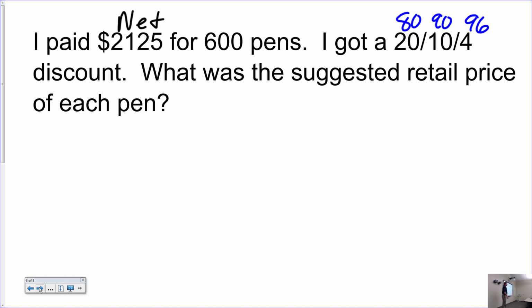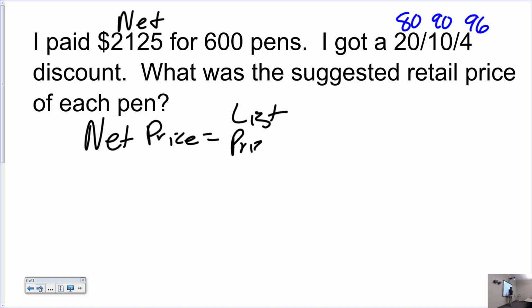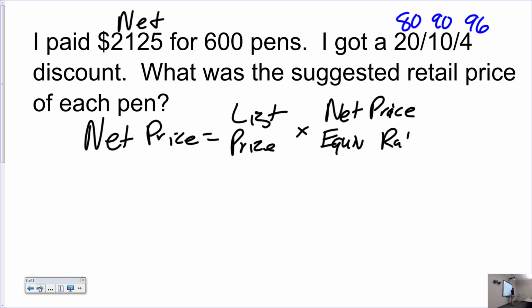Now, how am I going to get back to the list price? Let me remind you, how do we normally calculate the net price? Net price is usually the list price multiplied by the trade discount, the net price equivalent. So this is how we find the net price when we have the list price, but now we need to go backwards. How do we go backwards? Net price equivalent, right? Exactly. So just take the net price and divide by the net price equivalent rate.